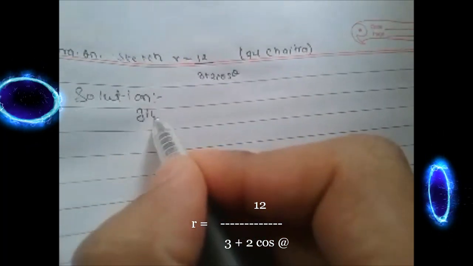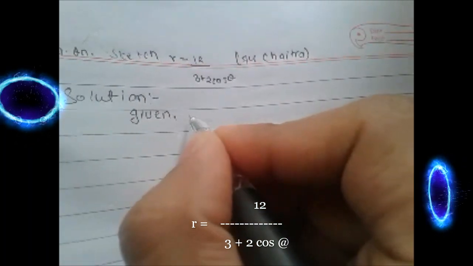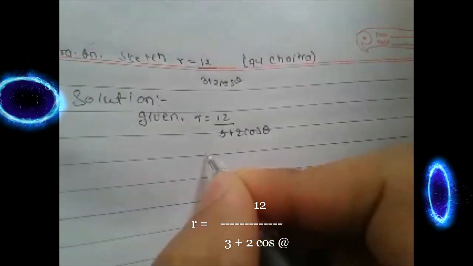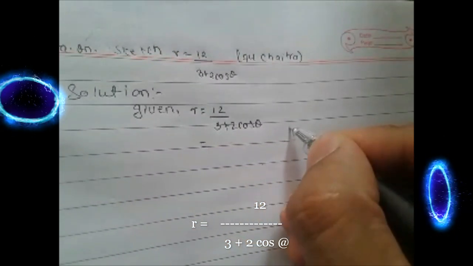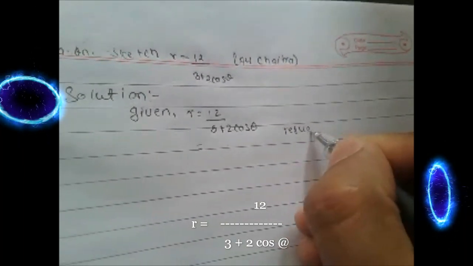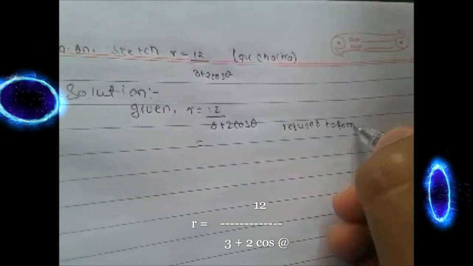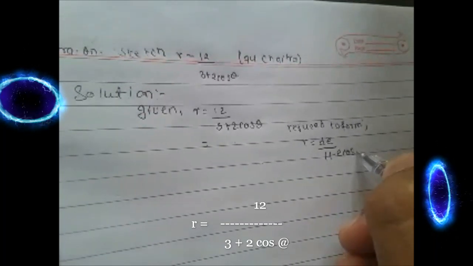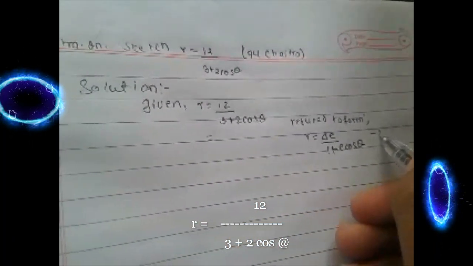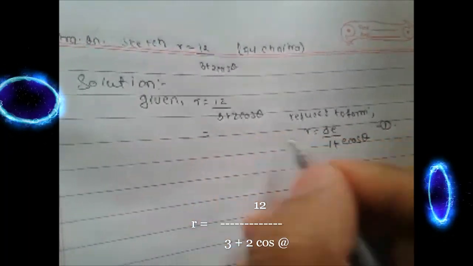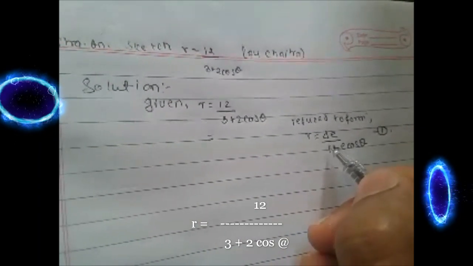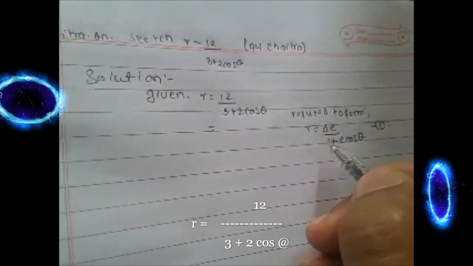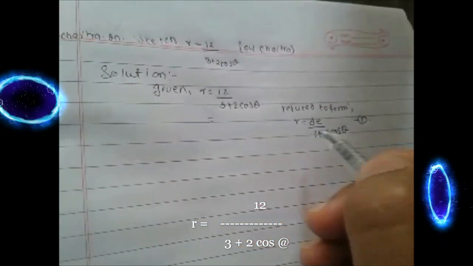What is given? Given R is equal to 12 by 3 plus 2 cos theta. We reduce it to the form R is equal to DE upon 1 plus E cos theta. Let this be equation 1. So these two must be made the same, 1 plus E cos theta, as it is. So now we make this in the form of this.